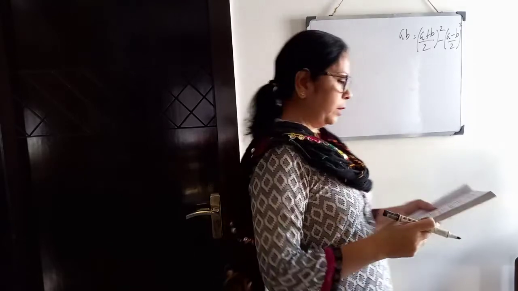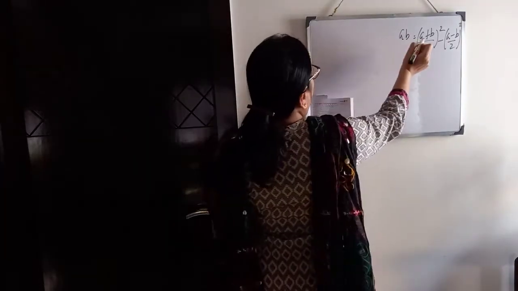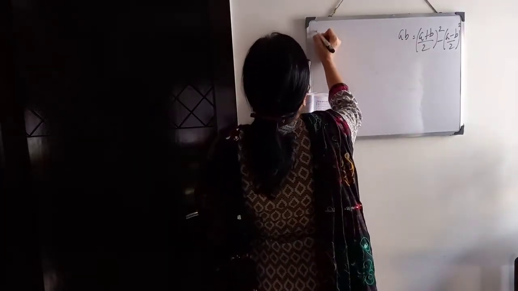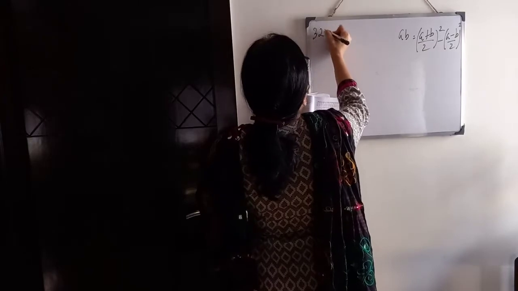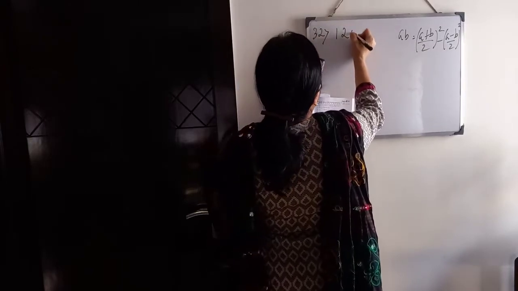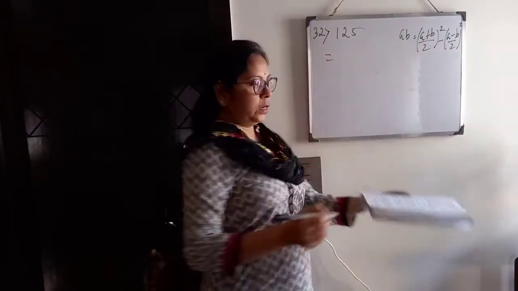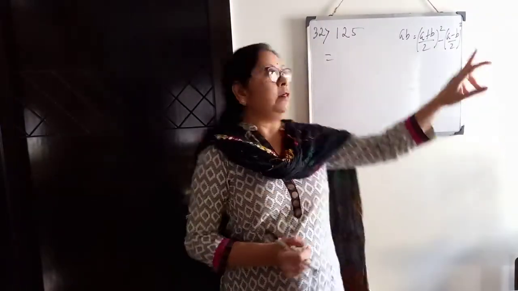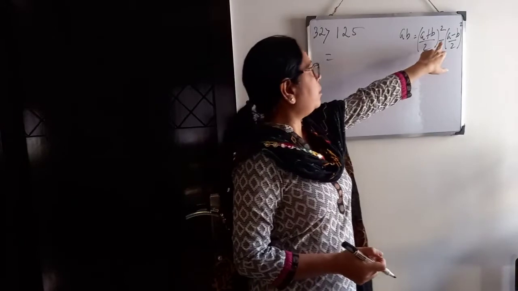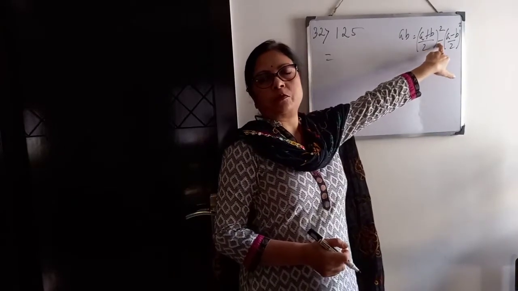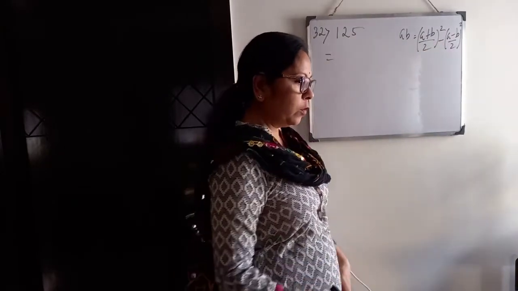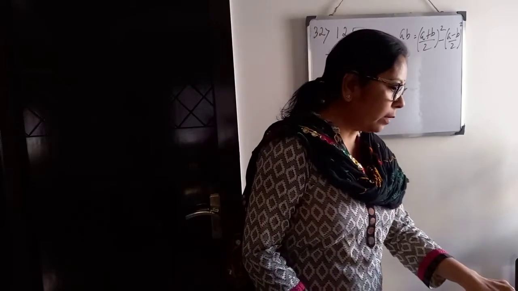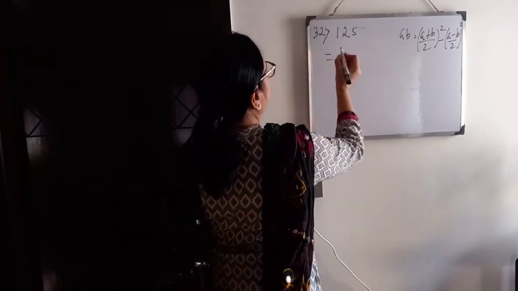Here it is told to express 125, 32 is the sum number. So we will not apply this formula here. This formula is applicable only to express as difference of two squares. Clear? Now it is told that express as the sum of two squares.